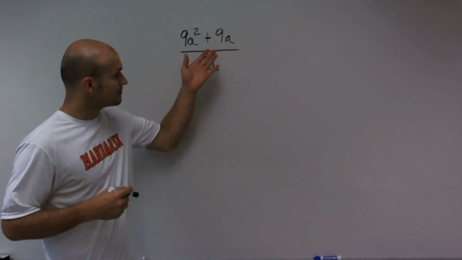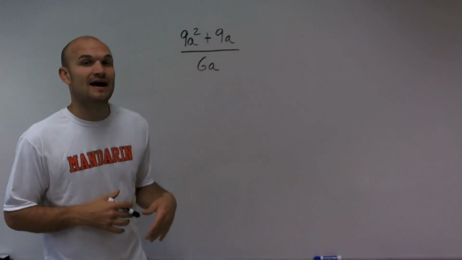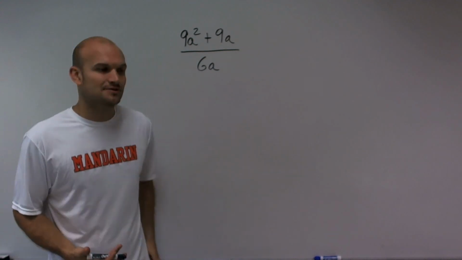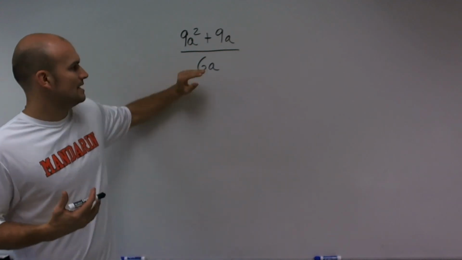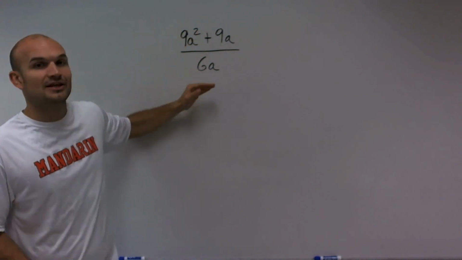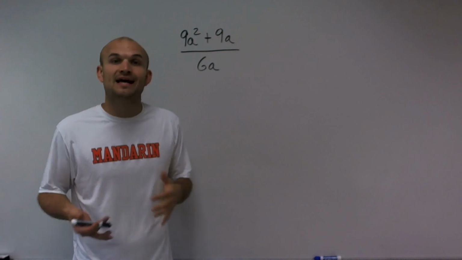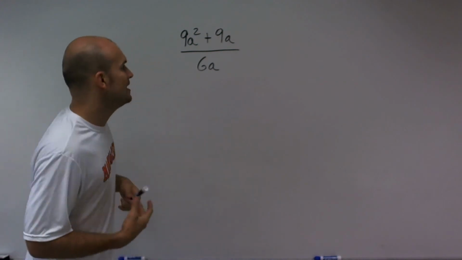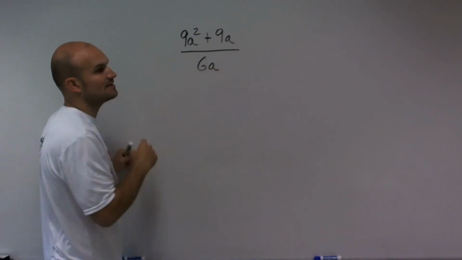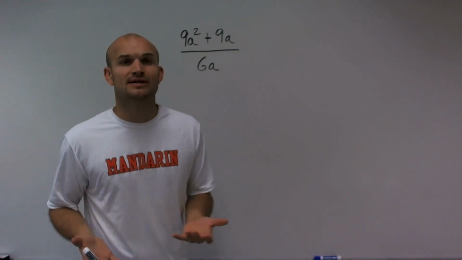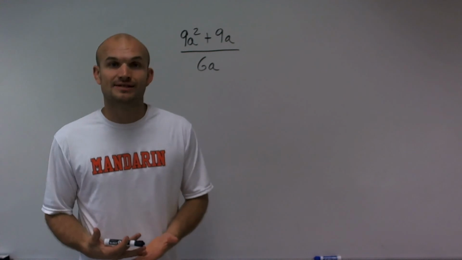Welcome. What I want to do today is simplify this rational term. The main important thing when simplifying a rational term is we need to look at what values, where they are in my numerator and denominator, and see if I have to exclude any certain values in my simplified form. What I notice is that I have 6 times a in my denominator. And the one important thing we need to remember is we can never divide by 0.